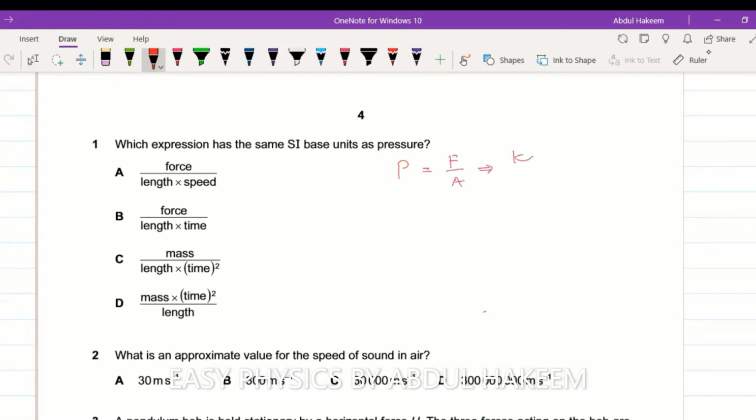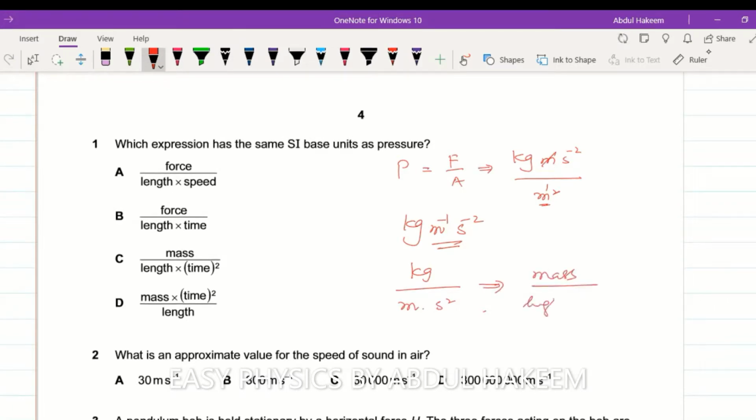Force is measured in kilogram meter second power minus 2, which is the base unit, and the area is meter square. One meter cancels, so it is kilogram. When this meter comes up, it becomes minus 1, second power minus 2. So this is the base unit, but we can write it as kilogram over meter over second power 2. Kilogram is the unit of mass, meter for the length, and second for the time, but square. Now we have to match the answer, so the answer is C.